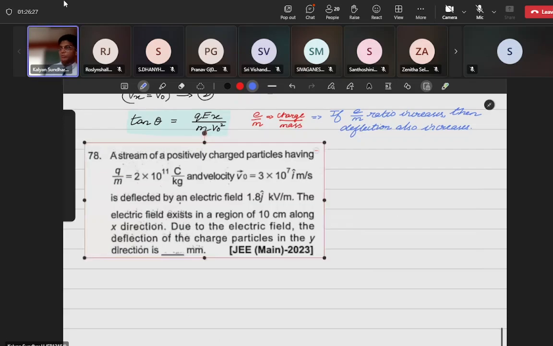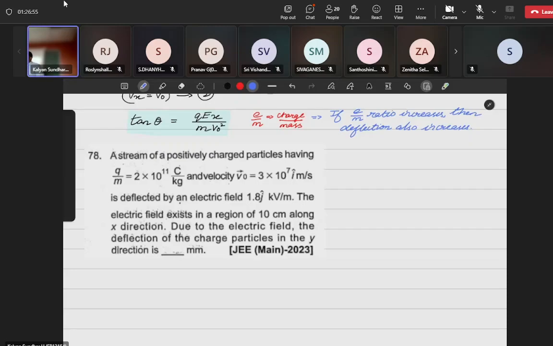So this is a numerical question based upon a charged particle in an electric field. A stream of positively charged particles having a q by m ratio, 2 into 10 to the power 11 coulomb per kg, and velocity 3 into 10 to the power 7 i cap along the x axis, is deflected by an electric field acting along the j direction, the y direction.